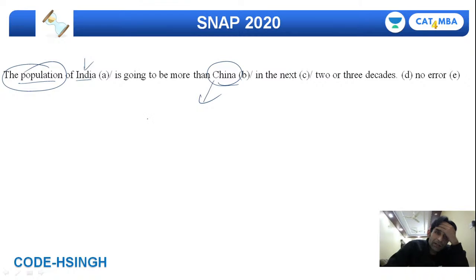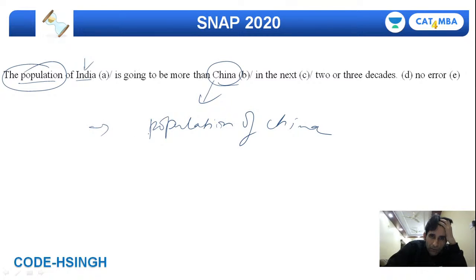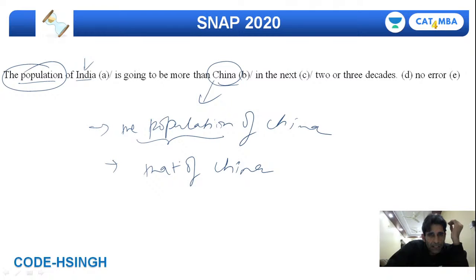Now what you can do is you can say the population of India is going to be more than the population of China. ठीक है, that is one thing. तो भैया आप ऐसे बोल दो, population of India is going to be more than the population of China, or you can say the population of India is going to be more than that of China, ठीक है, because that, which is a pronoun here, refers to the population.